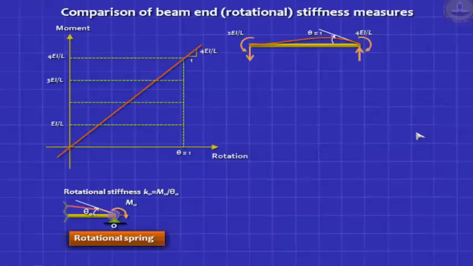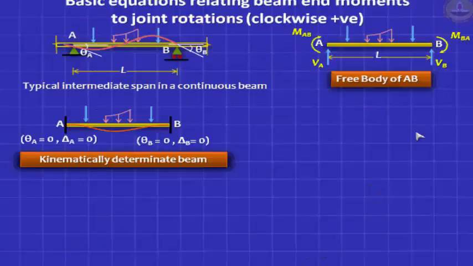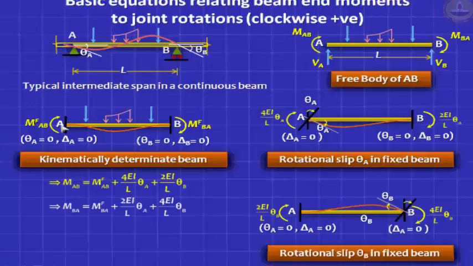So with this, you have to go back and learn this. With this, you come back to this derivation, and that's how you get these two properties. Now, when you add up everything by superposition, you get MAB is equal to MFAB plus 4EI by L theta A.